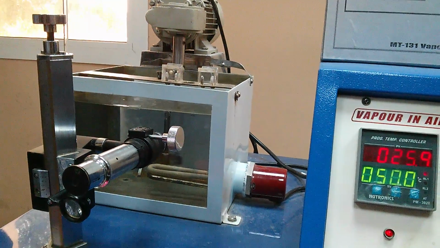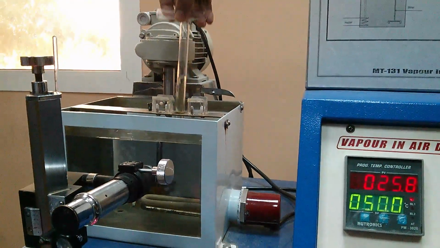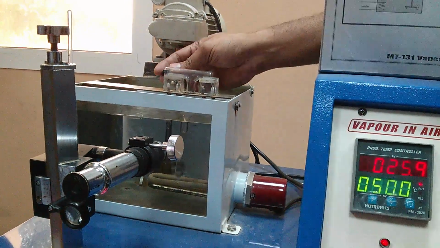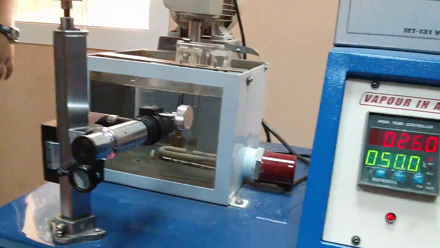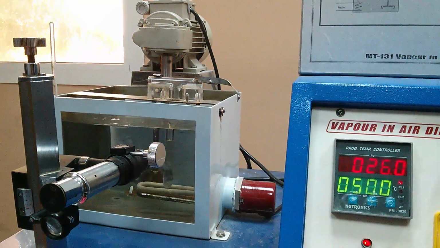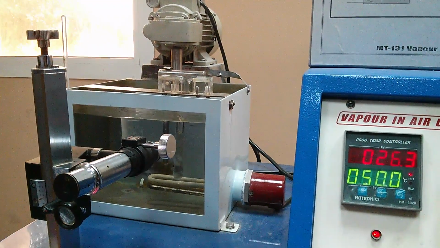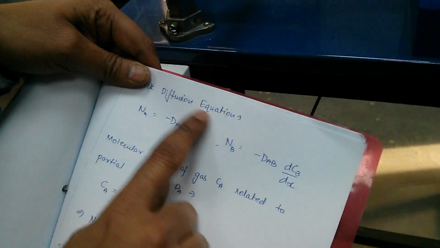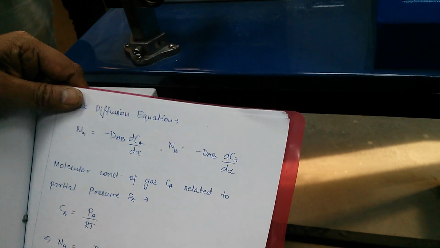The amount of heat conducted is directly proportional to the temperature gradient, and the constant of proportionality is called the thermal conductivity. That is for heat transfer application. Similarly, in mass transfer application, the rate of mass transfer is directly proportional to the concentration gradient, and the proportionality constant is what is known as the diffusivity.